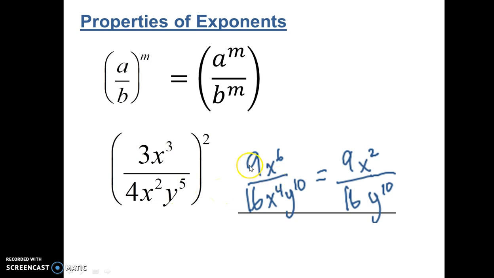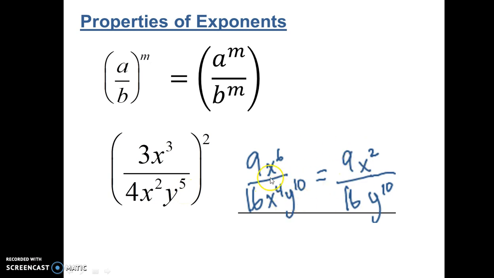So let's take a look. This squared goes on the 3, and 3 squared is 9, so there's 9. That 2 multiplies this exponent here, and we get x to the 6th. That 2 applies to the 4, so we have 4 squared, which is 16. That 2 multiplies this exponent, x to the 4th, and that 2 multiplies this exponent, y to the 10th.